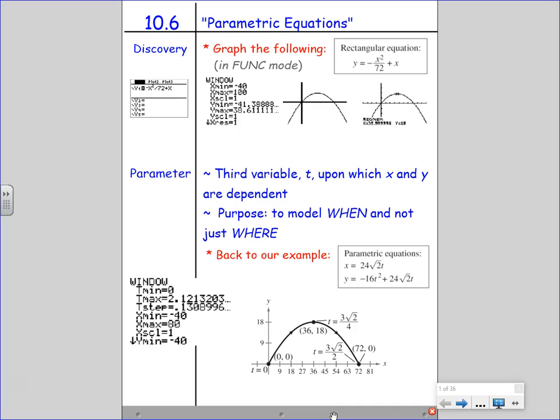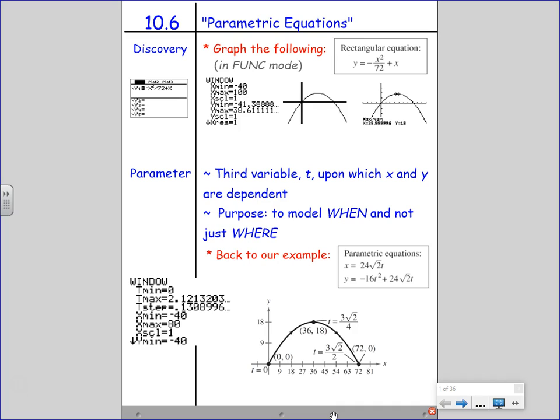Let me give you a second to go and get this down. When dealing with functions, we call them rectangular functions or rectangular equations. We only talk about x's and y's, so we only have two variables. But what if there's a situation where we care about the x and we care about the y and we care about the time? Hence the need for parametric.